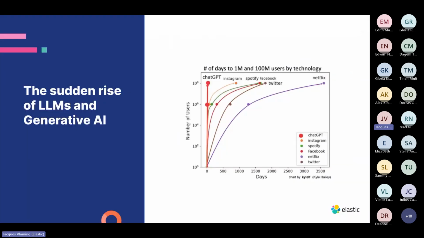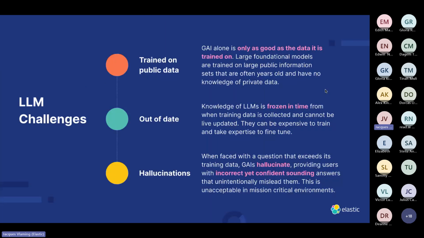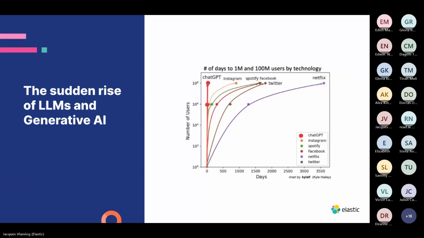Just to give you an idea of the growth of large language models, this is the number of days to 1 million, 100 million users by technology. We can see that Netflix, which back then had a huge adoption rate, took 3,500 days to get to 100 million users. All right, ChatGPT did it in a number of days. That just shows you the power of ChatGPT and how end users are utilizing that interaction to get to the information very quickly and in a natural way.